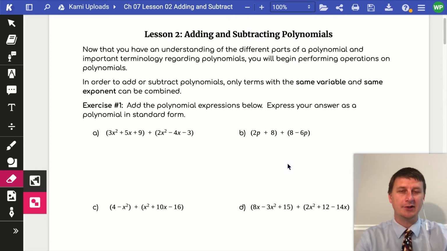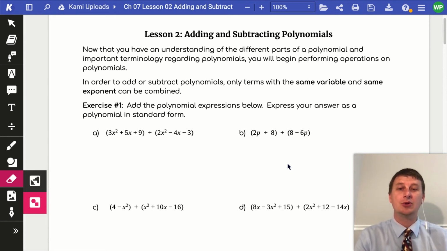And in this video, we're going to continue on with our study of polynomials, where we are going to now be adding and subtracting polynomials. And it says, now that you have an understanding of the different parts of a polynomial and important terminology regarding polynomials, you'll begin performing operations on polynomials. That's a lot of polynomials right there.